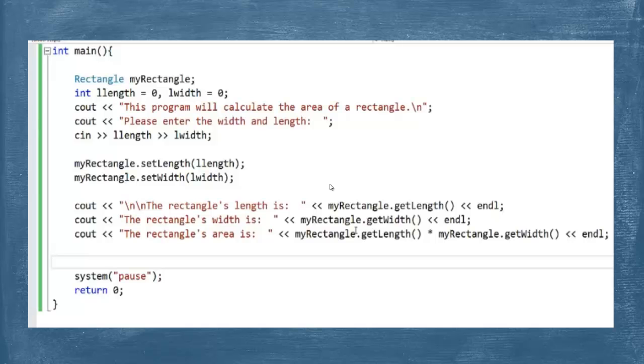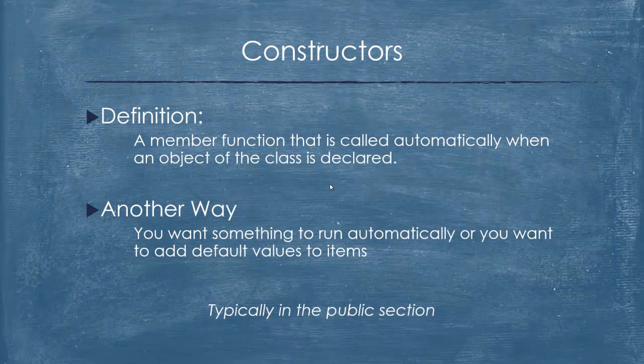All right, so that's enough of the old stuff. Let's go to new stuff, constructors. A constructor, the technical definition, is a member function that is called automatically when an object of the class is declared. Well, what the heck is that? Another way to put it is you want something to run automatically, or you want to add default values to items, which is typically where it's used. I know that probably doesn't help you either, but they're typically in the public section. There's really no purpose in putting a constructor in the private section.